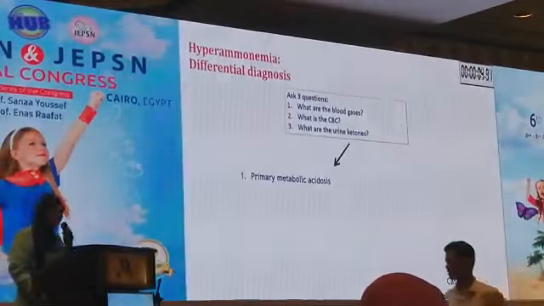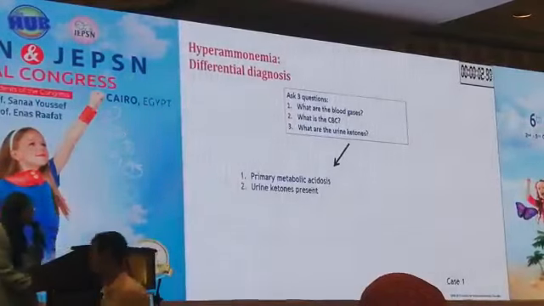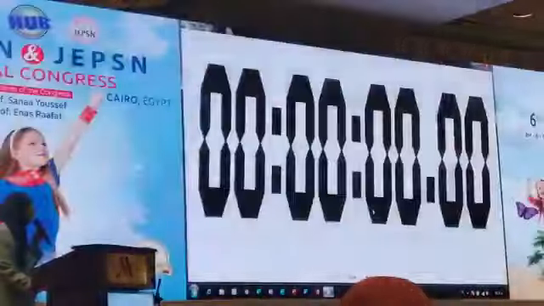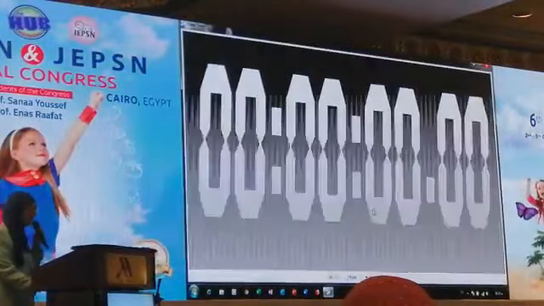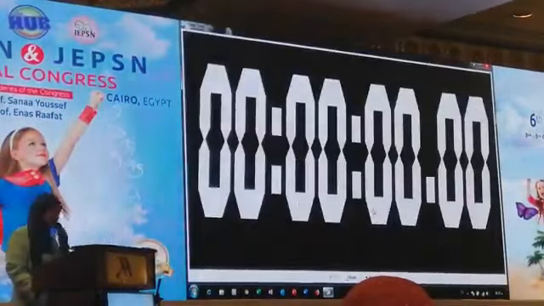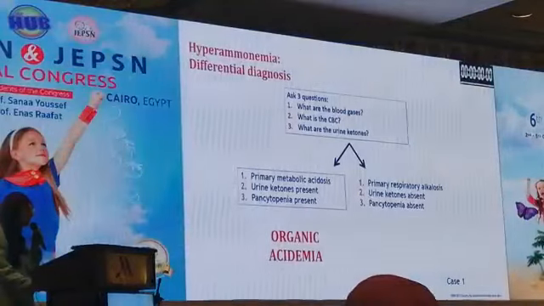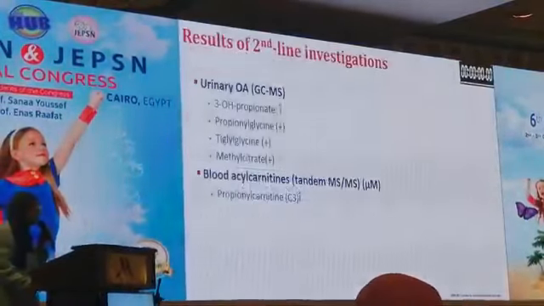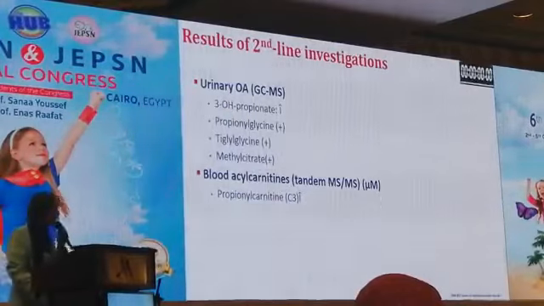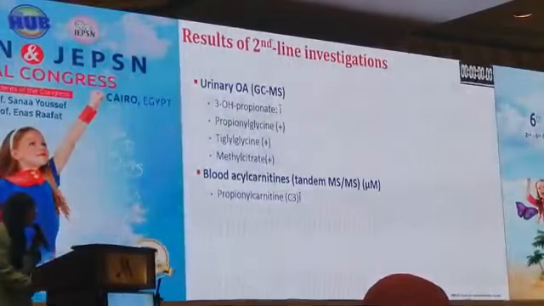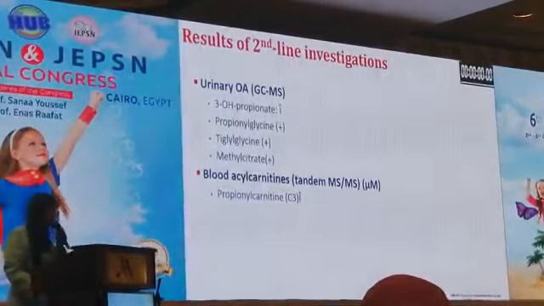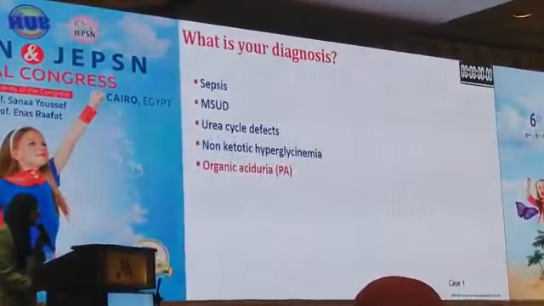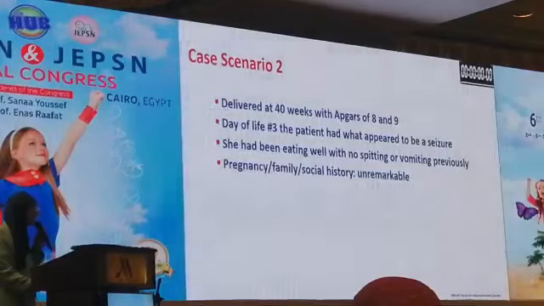If I have primary metabolic acidosis in the presence of massive ketones and pancytopenia, I have to think of organic acidemia. On the other hand, if I have primary respiratory alkalosis together with urine ketones absent and pancytopenia absent, I have to think of urea cycle disorders. The result of second line investigation found a tandem mass spectrometry profile showing C3 positive as well as 3-hydroxypropionate. I have to think of organic acidemias, mainly propionic acidemia.